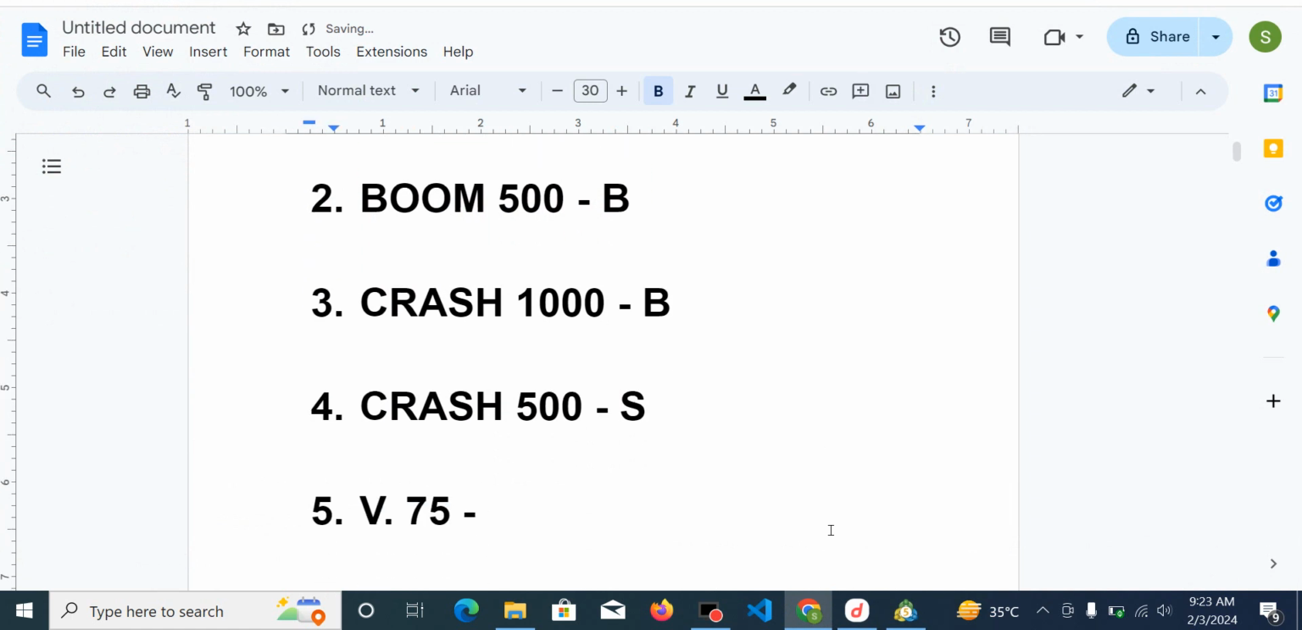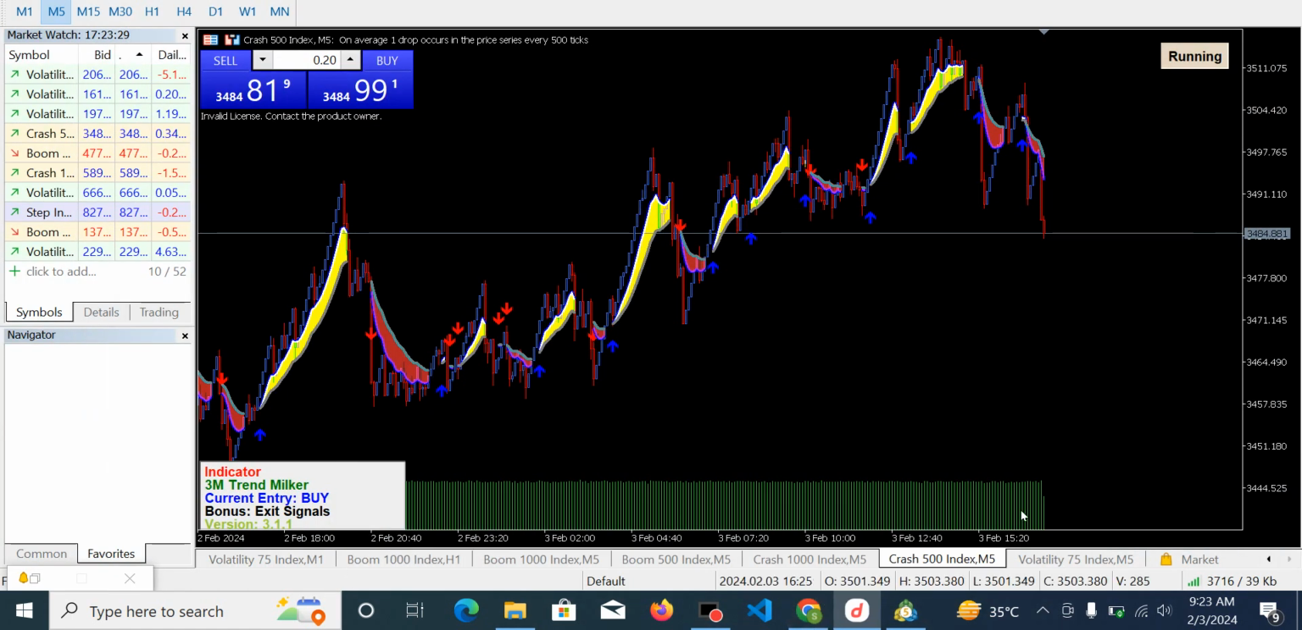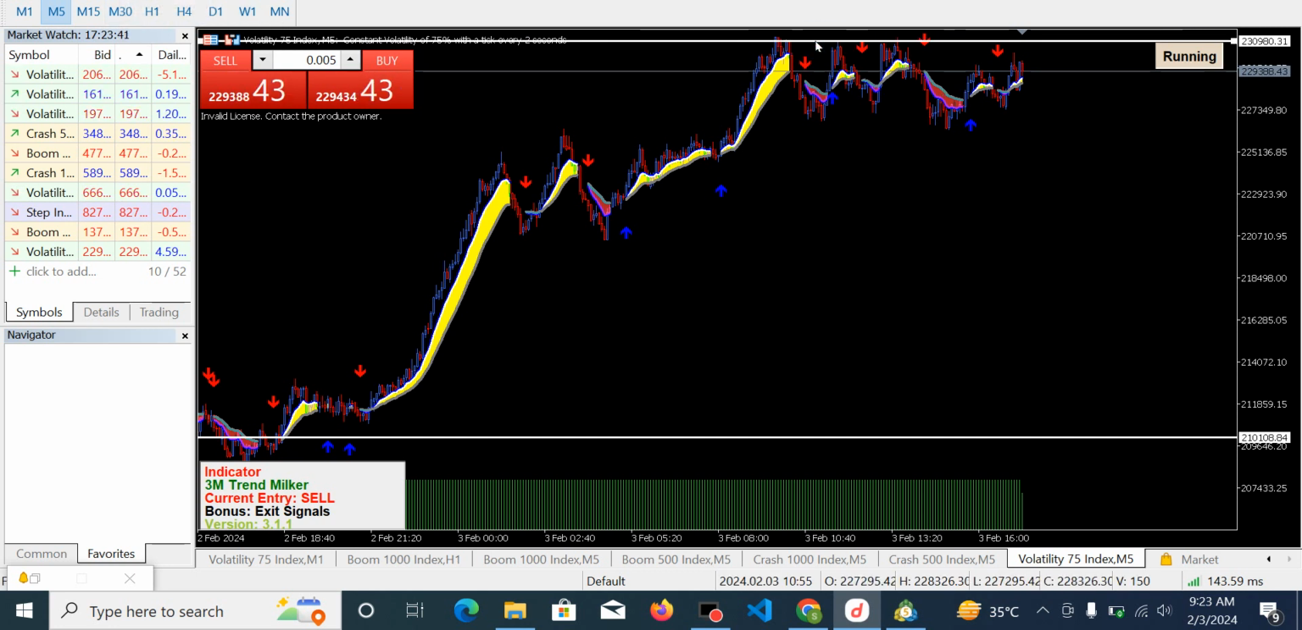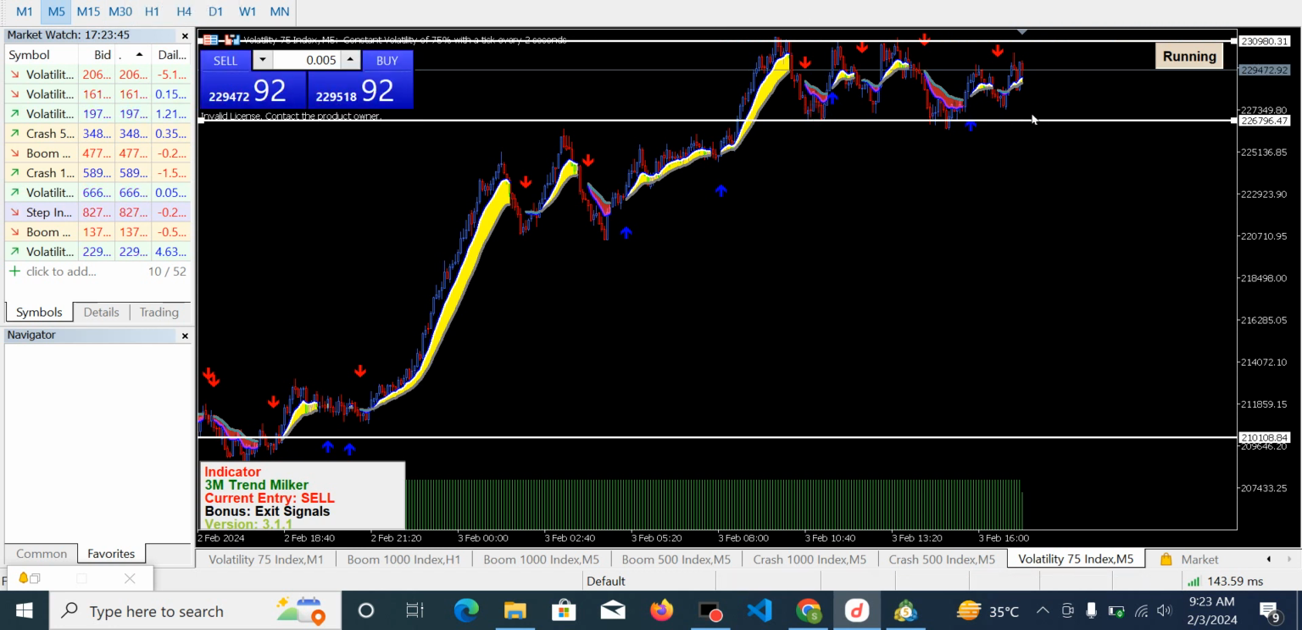Okay, so the last asset is going to be V75, volatility 75. Let's check it out right away. This is volatility 75. It has been on uptrend for a very long time, but after getting to this resistance zone, it has been ranging between the resistance zone and the support zone, the minor support zone it created around here. Okay, so it has been ranging within this region.